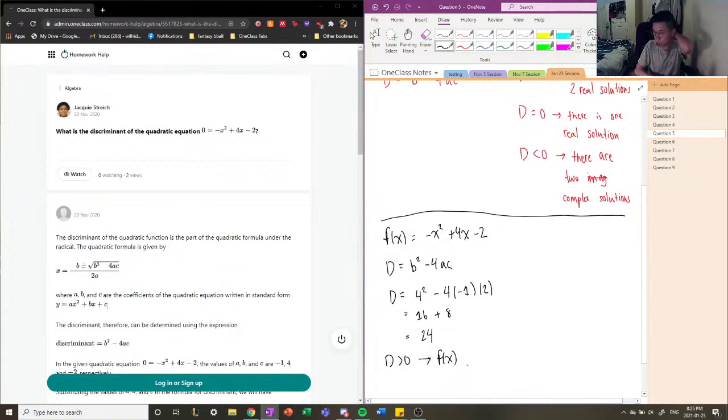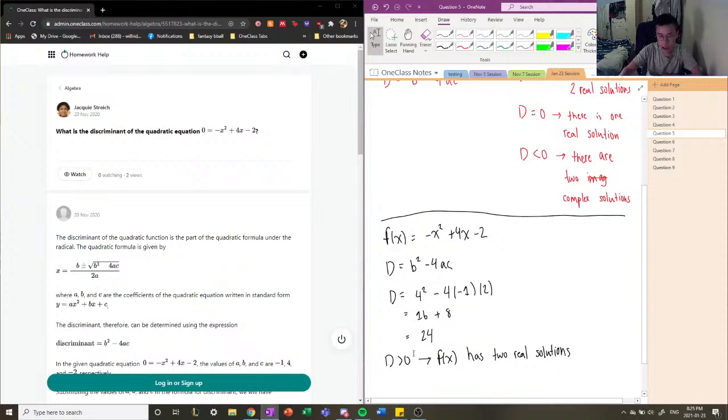So the discriminant helps us to know how many solutions there are, but it does not give us the magnitude or the value of these solutions itself. And to do that, you'll have to either factor it or use the quadratic formula to find it.